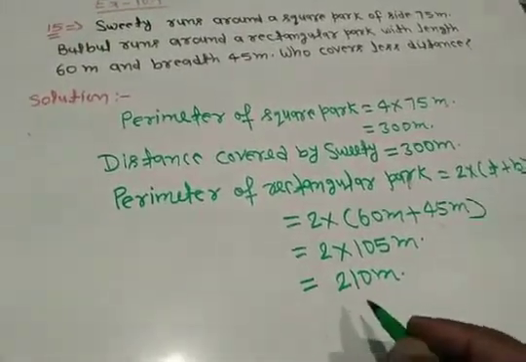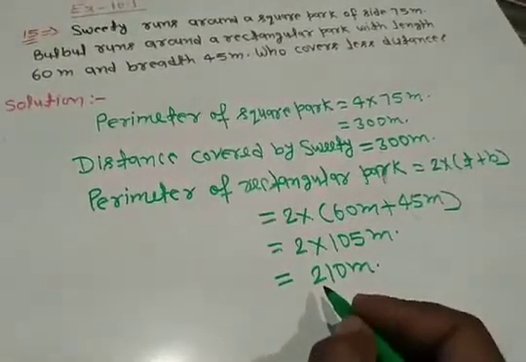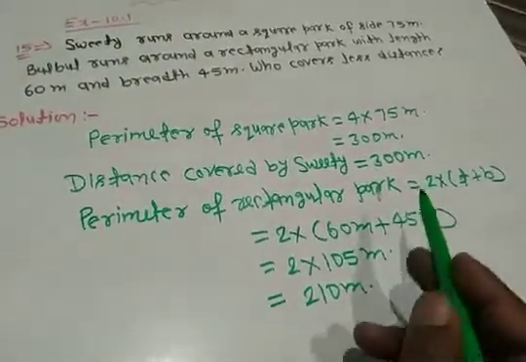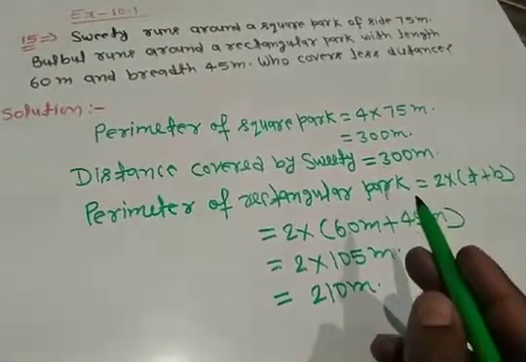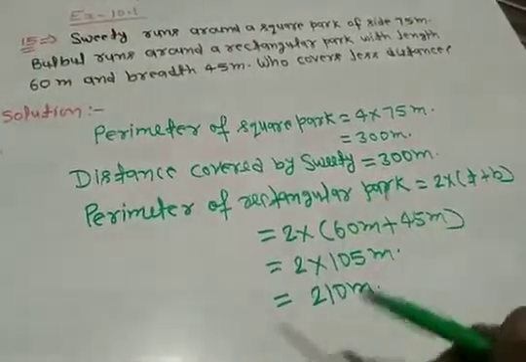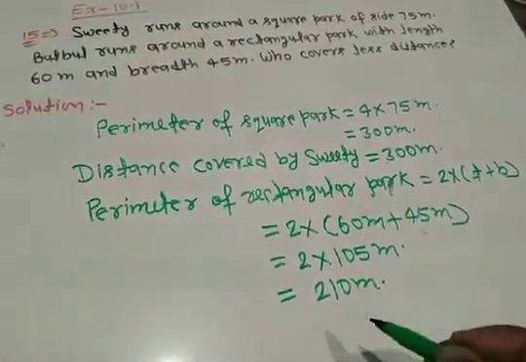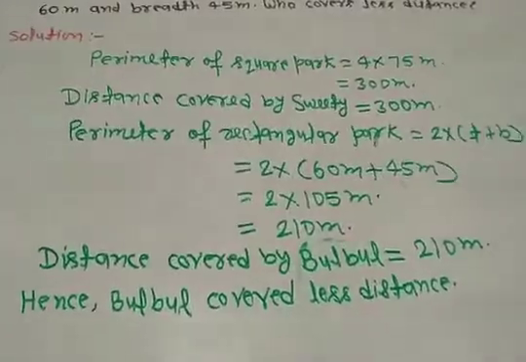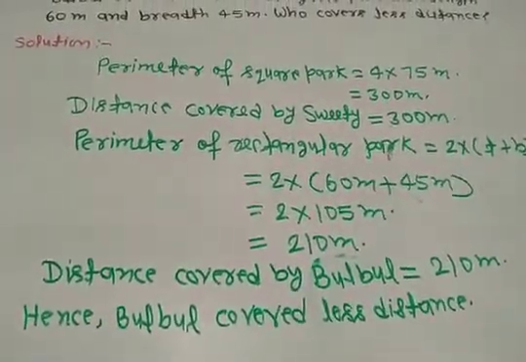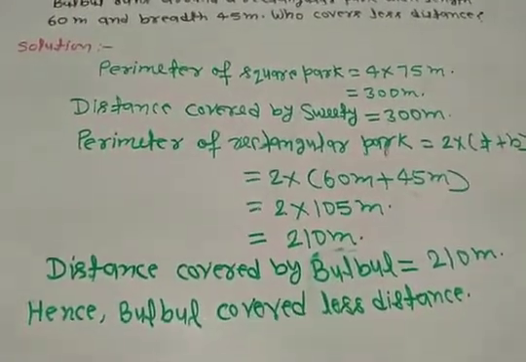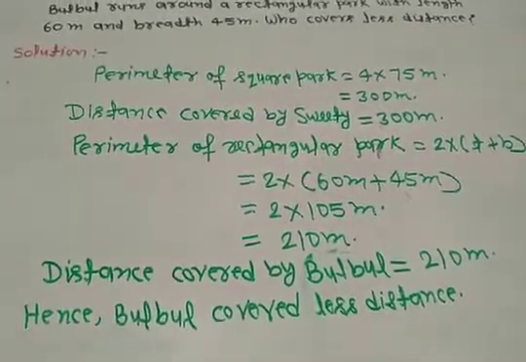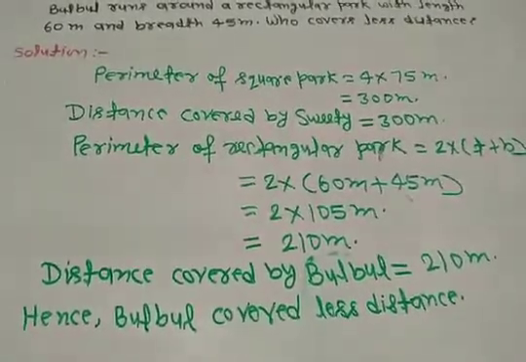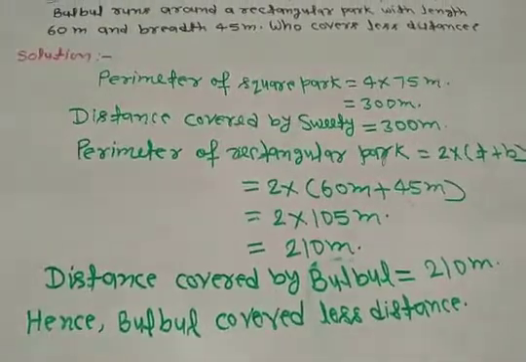So this is the distance covered by Bulbul. You can see here Bulbul covers less distance, because Sweety covers 300 meters and Bulbul covers 210 meters. It means Bulbul covers less distance. In this way, the distance covered by Bulbul is 210 meters and the distance covered by Sweety is 300 meters. If you compare them, you find that 300 is greater than 210, so Bulbul covers less distance.